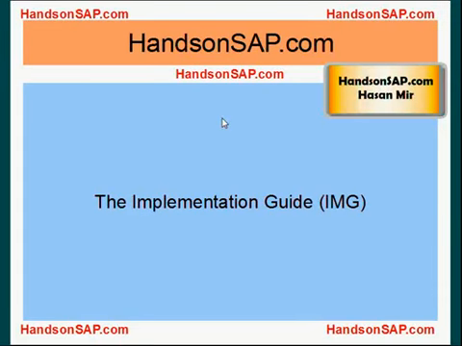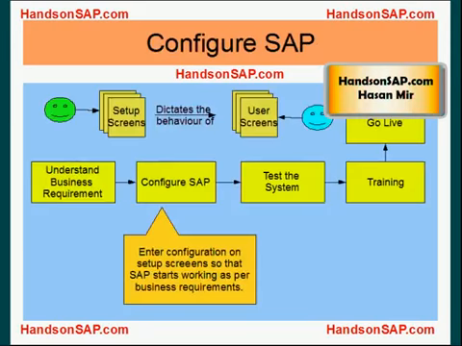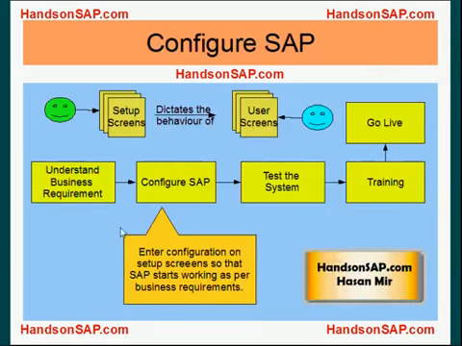In this tutorial, I'm going to talk about the implementation guide, IMG. So this is what an implementation process looks like. First, you understand the business requirement of the client, then you configure the system accordingly, then you test the system, then you train the end users, and then you put the system in production, called go live.